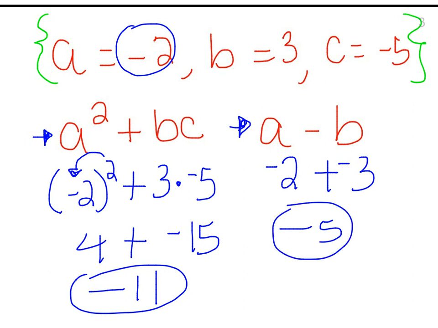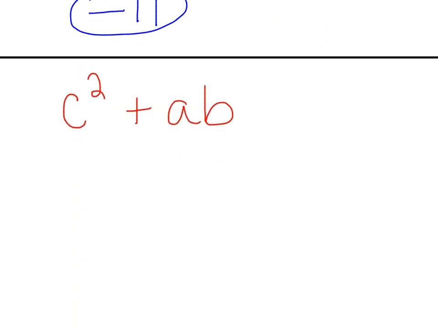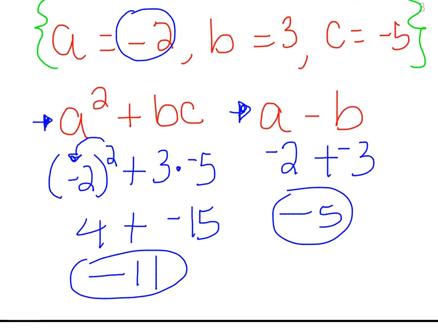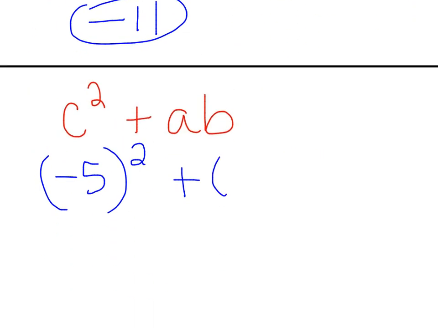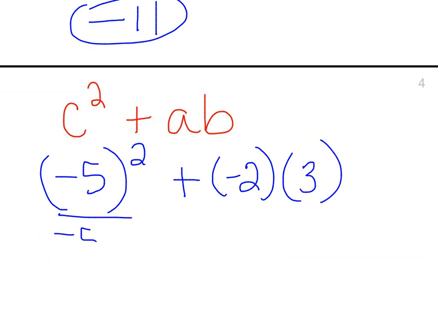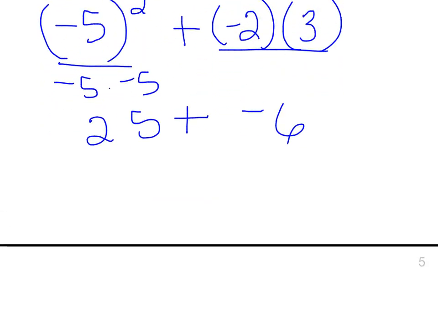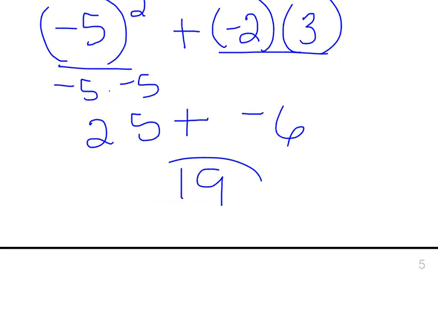I have a few more examples, I think. So c squared, c is -5, so we're going to write -5 in parentheses again, squared, plus -2 times 3, because b was 3. So (-5) squared would be -5 times -5, which gives us 25. -2 times 3 is -6, and 25 plus -6 is 19, and that's the answer.